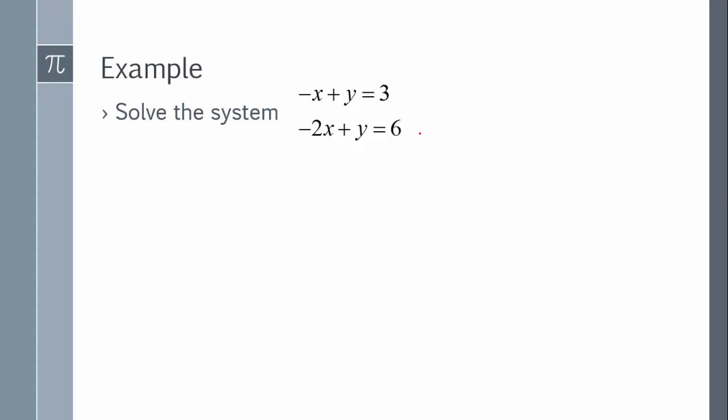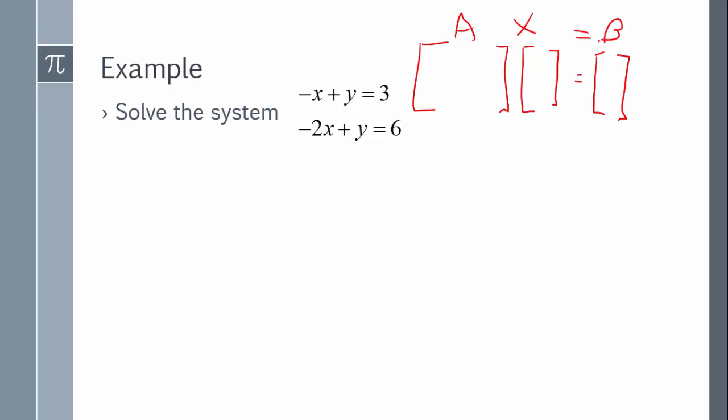Okay, so we have a system: -x plus y equals 3, -2x plus y equals 6. If we convert this into a matrix equation, I'm going to put in blank matrices to give you an idea of what we're doing here. AX equals B. Our matrix A contains -1, positive 1, -2, positive 1. Our X matrix has our letters, and then our B matrix has what's on the right-hand side.